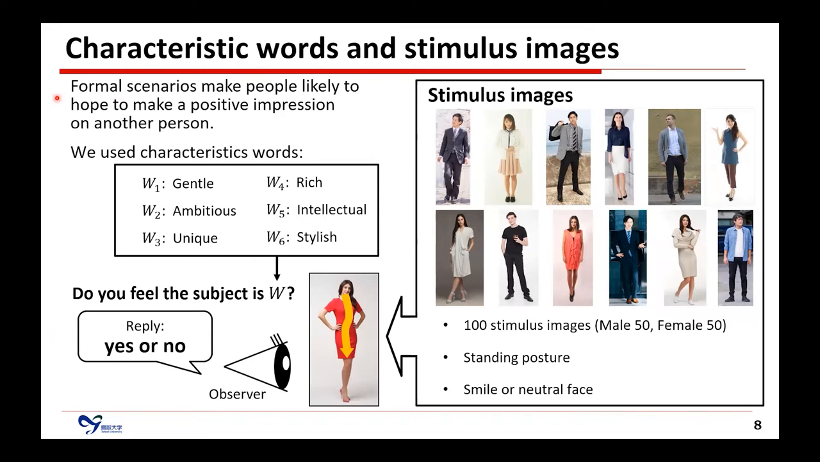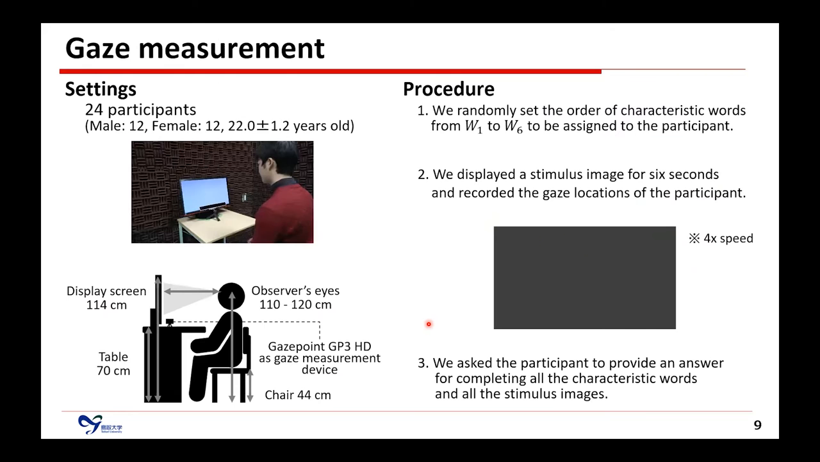Common scenarios make people likely to hope to make a positive impression on another person. We use the characteristic words gentle, ambitious, unique, rich, intellectual, and stylish. We ask the question, do you feel the subject is in the characteristic word? For each characteristic word and each stimulus image, the observer's answer is yes or no. For each observer, we use 100 stimulus images. Twenty-four people participated in the study.